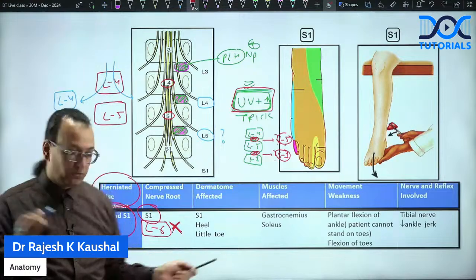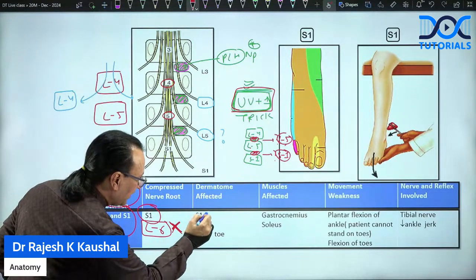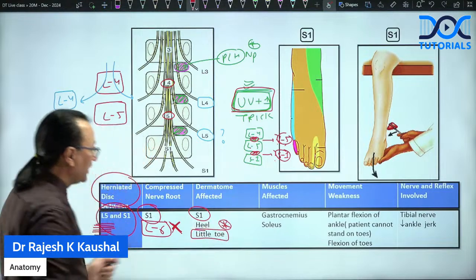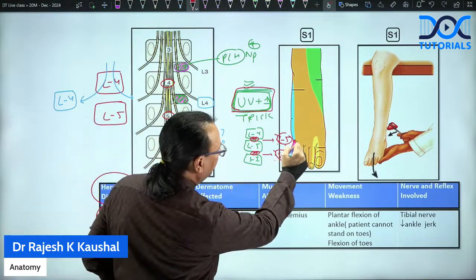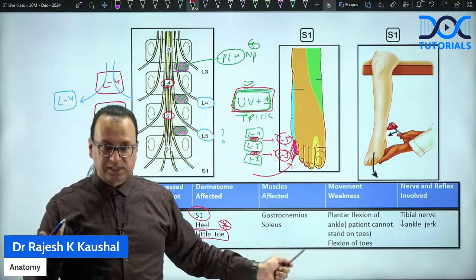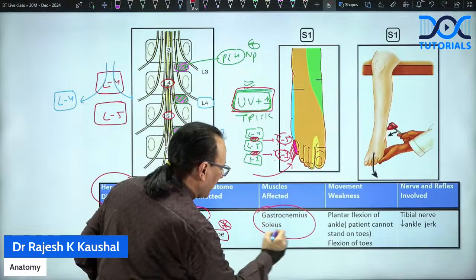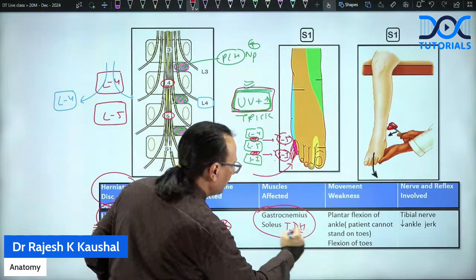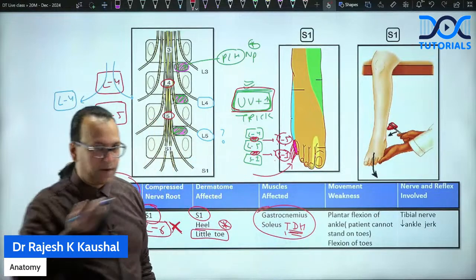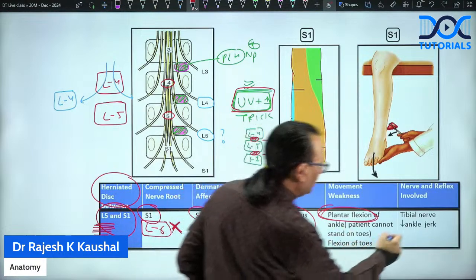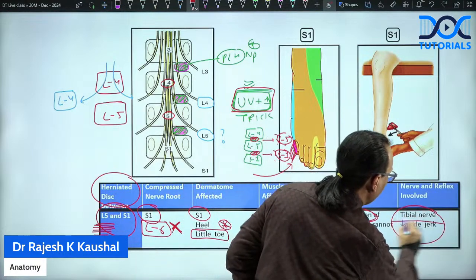This case has come to you. This patient will have the dermatome affected and little toe burning sensation will be there. And which muscles are compromised? Calf muscles are compromised, like flexor, Tom, Dick, and Harry. So which movement will be compromised? Plantar flexion. And which reflex is gone? The ankle reflex is gone.